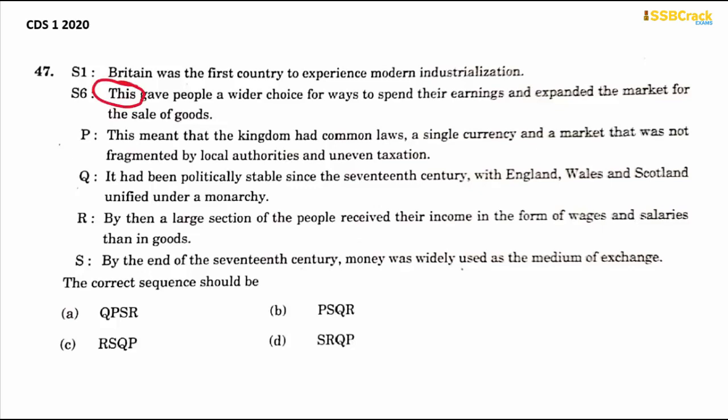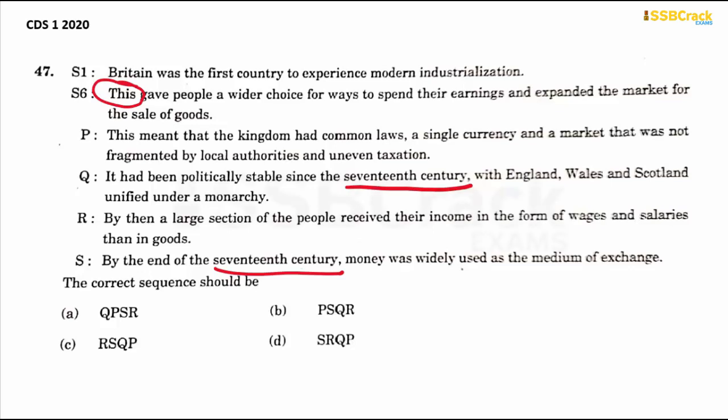Okay. Now, there are two options. First: by then a large section of the people received their income in the form of wages and salaries than in goods. Or: by the end of the 17th century, money was widely used as the medium of exchange. We do not know, we are confused. Let's find out some other clues. Here we are talking about the 17th century. Here also we are talking about the 17th century. This is matching. Now, let's read it.